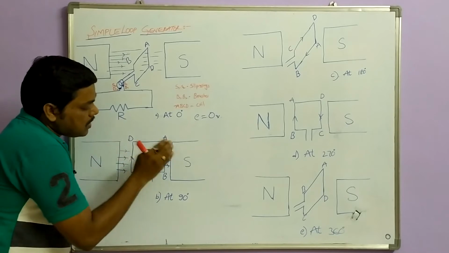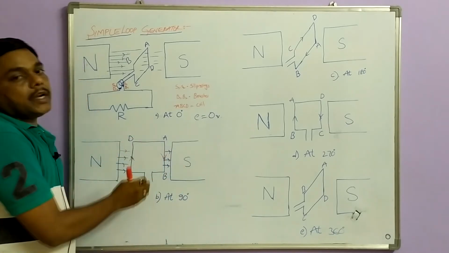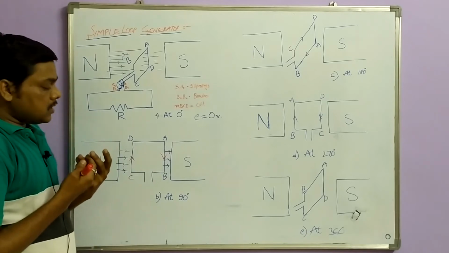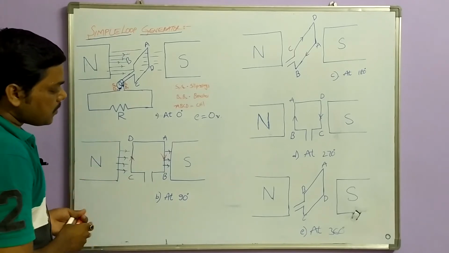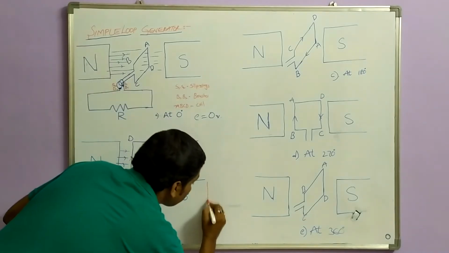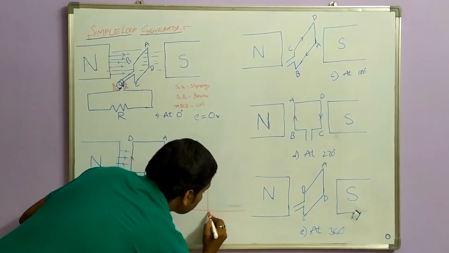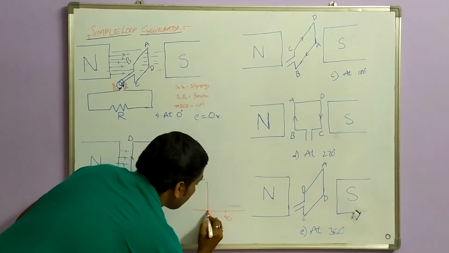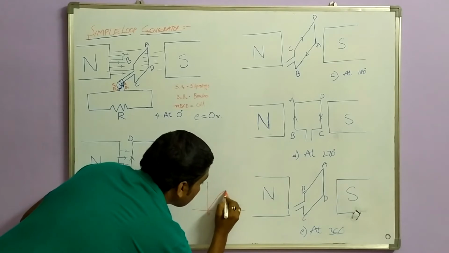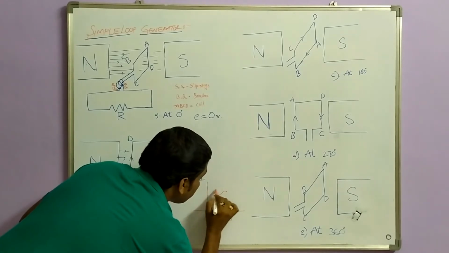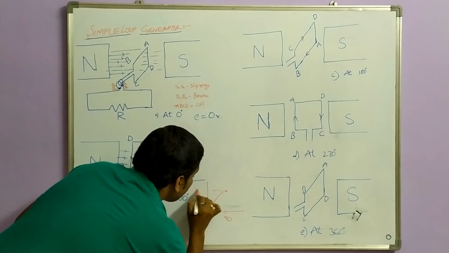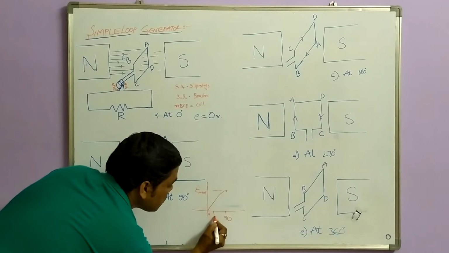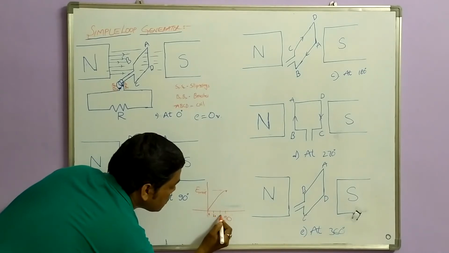This flux is cutting this conductor, so EMF will be induced in this conductor. So how much EMF will be induced? Now you can see here, when you draw the EMF, this is 0 degrees and this is 90 degrees. Now this is the portion where you are getting Emax. That means this is 30 and this is 60.